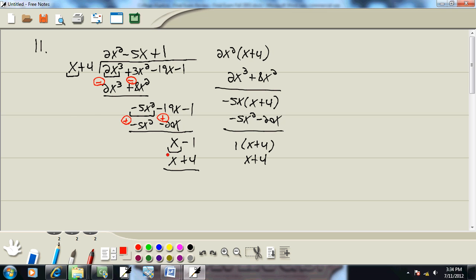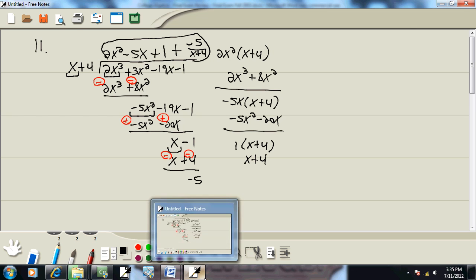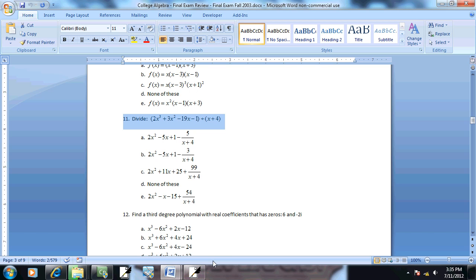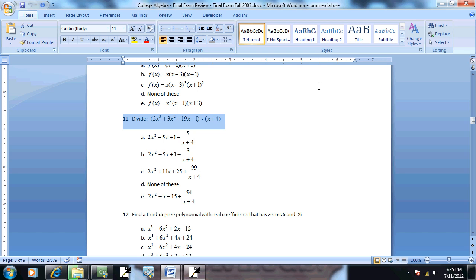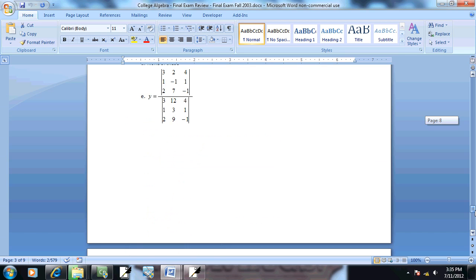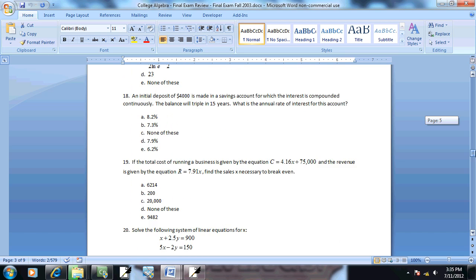And then we're going to subtract that line, which means we'll flip the sign. So this becomes negative, that becomes negative. x minus x drops away. Negative 1, negative 4 is negative 5. So we take our remainder and we put over what we're dividing by, the x plus 4. And that's your answer right there. 2x squared minus 5x plus 1. Looks like A. Let me go double check that. 11A. And that checks.